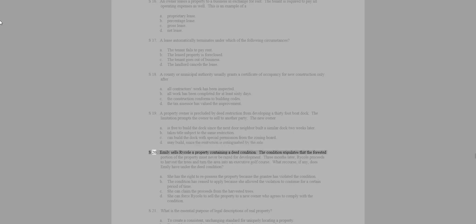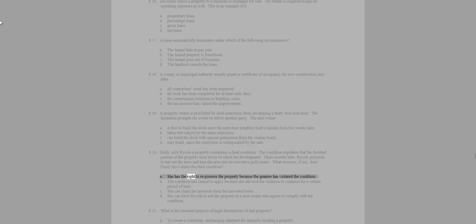S20. Emily sells Nicole a property containing a deed condition. The condition stipulates that the forested portion of the property must never be razed for development. 3 months later, Nicole proceeds to harvest the trees and turn the area into an executive golf course. What recourse, if any, does Emily have under the deed condition?